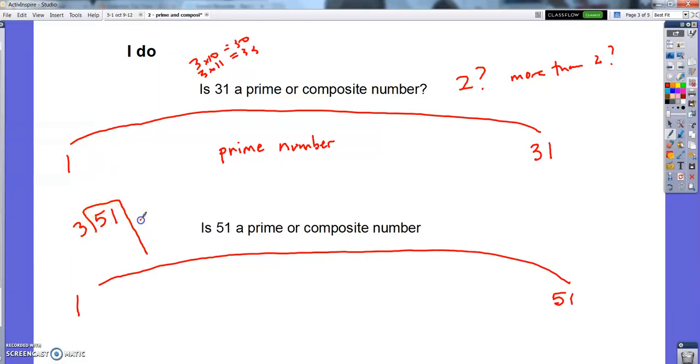So let's see. I know I said up to 12. 10's easier though, so I'm going to do 10. 3 times 10 is 30.